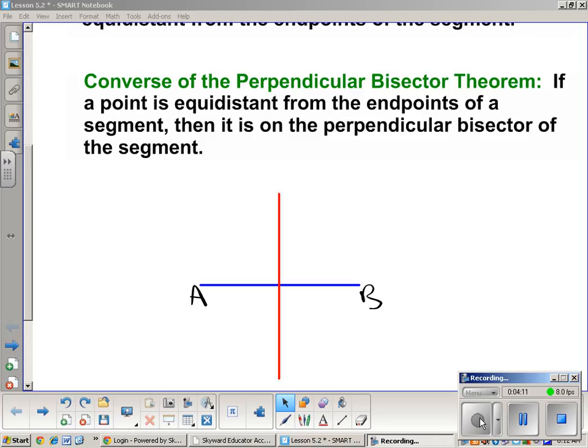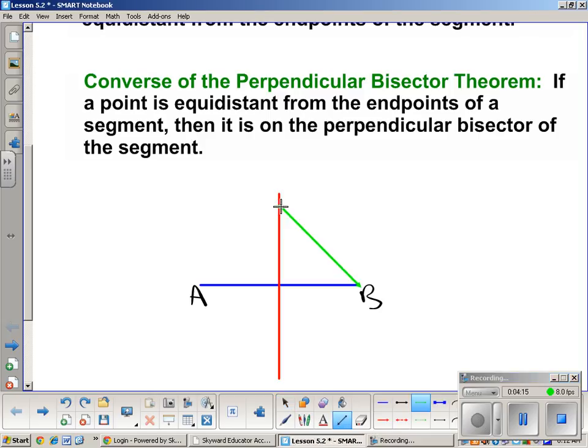So this is going the other way. This is saying if I know that these distances are equal, then that means this point is on the perpendicular bisector of this segment. Okay? It means it's on the perpendicular bisector of the segment.